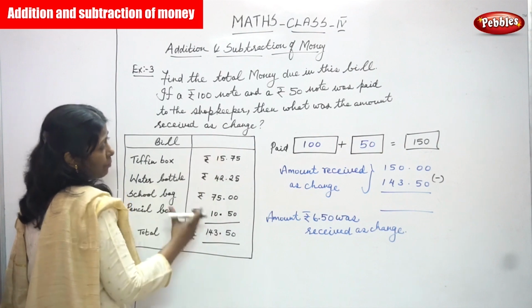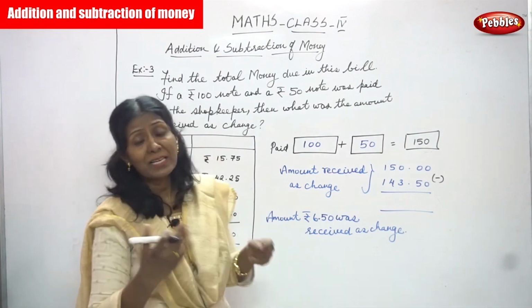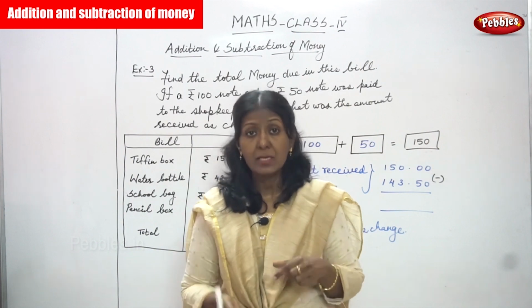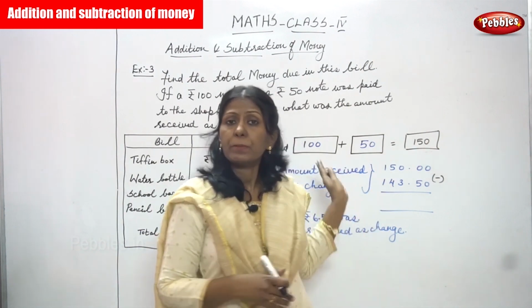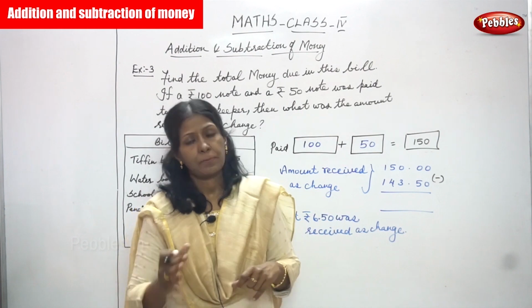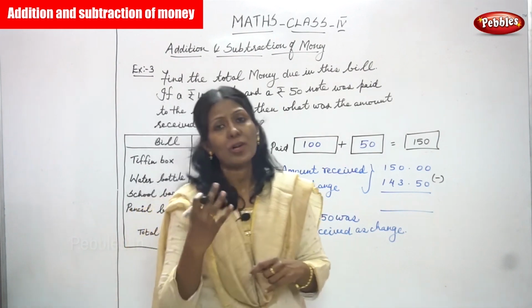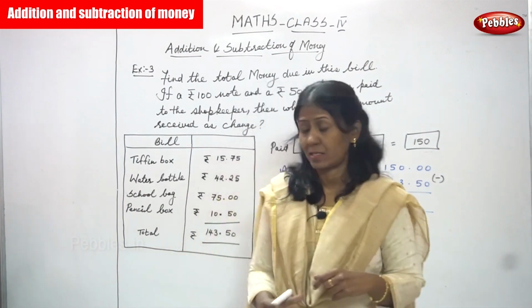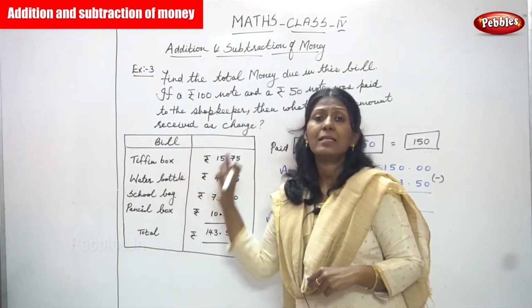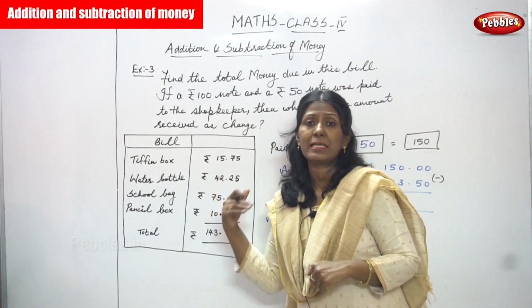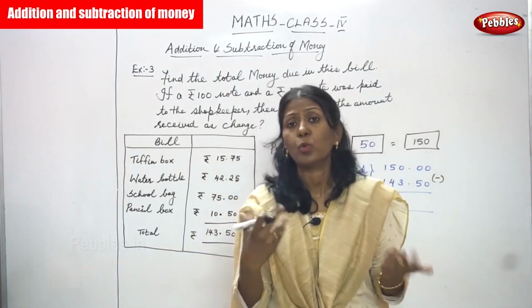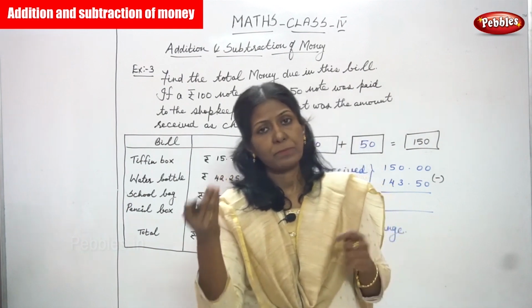This sum I told you already is about money. Money means rupees and paise are combined together. So the shopkeeper prepared the bill and gave it to the person. The person went to the shop, bought some things, and the shopkeeper prepared the bill and gave it to the person, whether it is X or Y, whoever it may be.